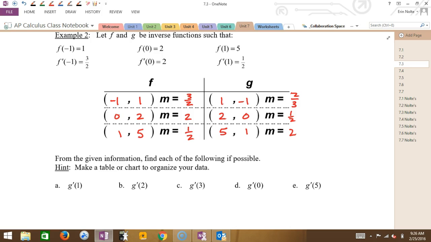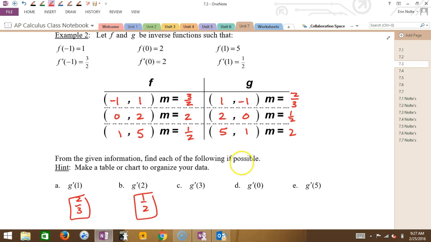Okay, so for A, they ask us for the derivative at 1. If they ask us for the derivative, what are they asking us about specifically? The slope. So what is the slope of g at 1? What's that? 2/3. Yep, good. What about the slope when x is 2? 1/2. Okay, what about at g being 3? The slope when the x value is 3.